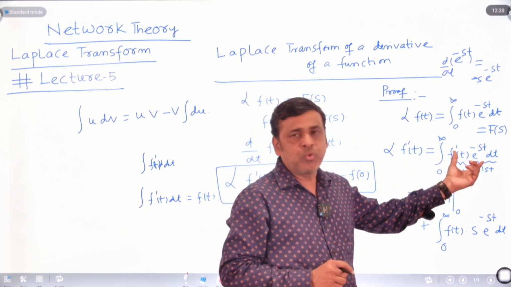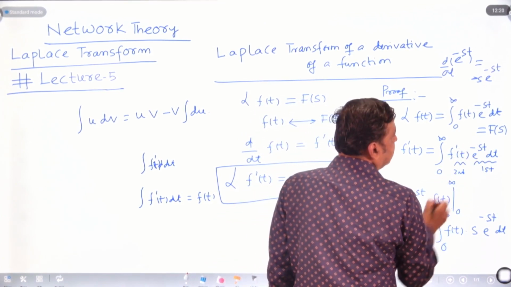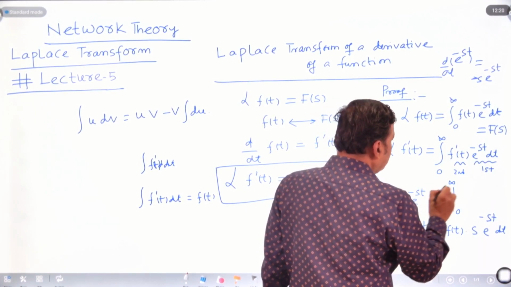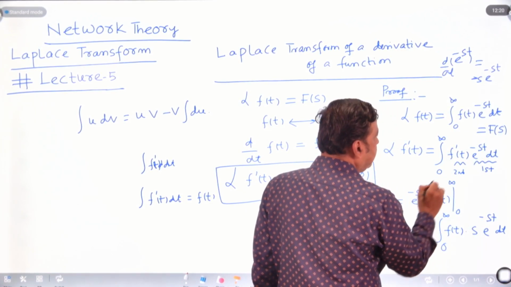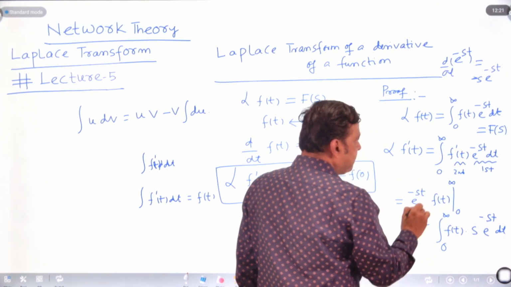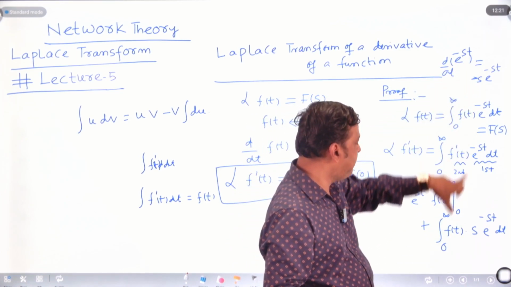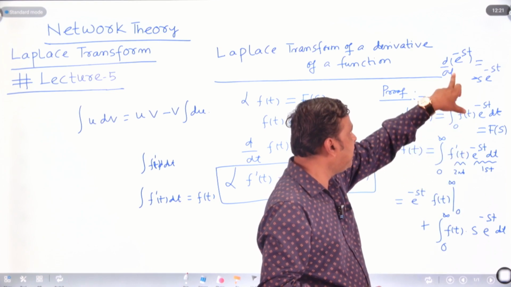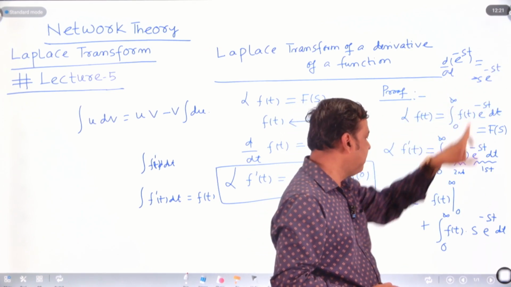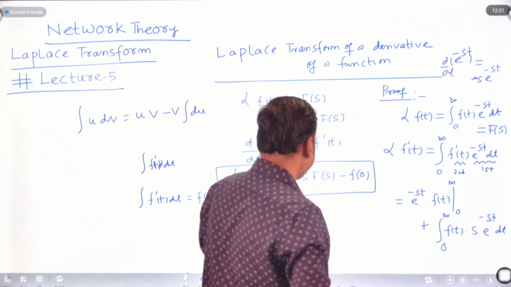Here there are two functions, so we use the product rule of integration. The first function is e to the minus st and the second function is f dash t dt. So u into v: first function e to the minus st, and the integration of f dash t dt is f of t, from 0 to infinite, minus the integral of v, which is f of t, into du. The differentiation of e to the minus st is minus s e to the minus st, so minus and minus give plus, f of t into s into e to the minus st dt.